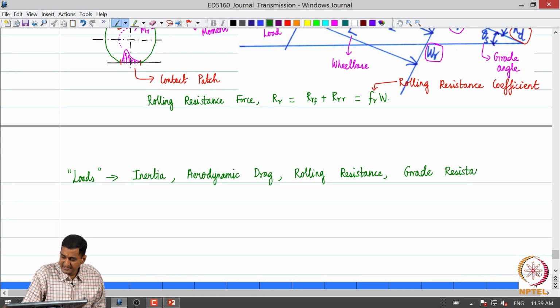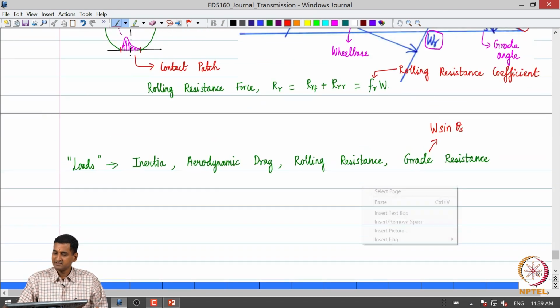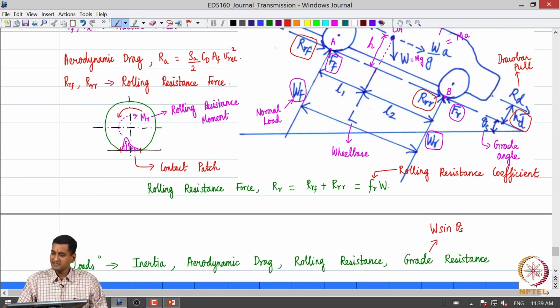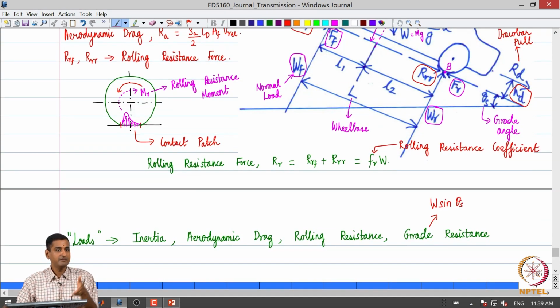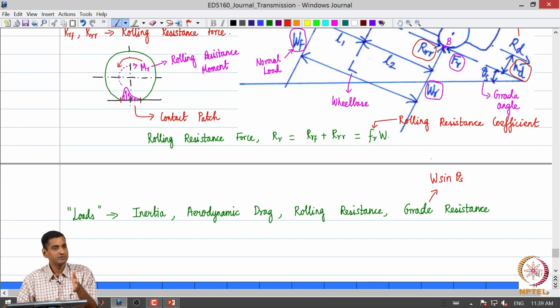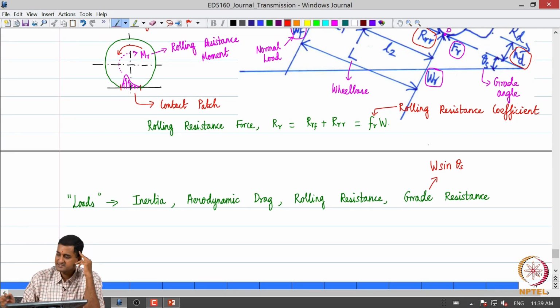What is grade resistance? Grade resistance is W sin theta s, right, because there is going to be a component of the weight along the grade, along the slope, which has to be overcome by the powertrain when the vehicle is trying to go up the grade. So that is what is called grade resistance.